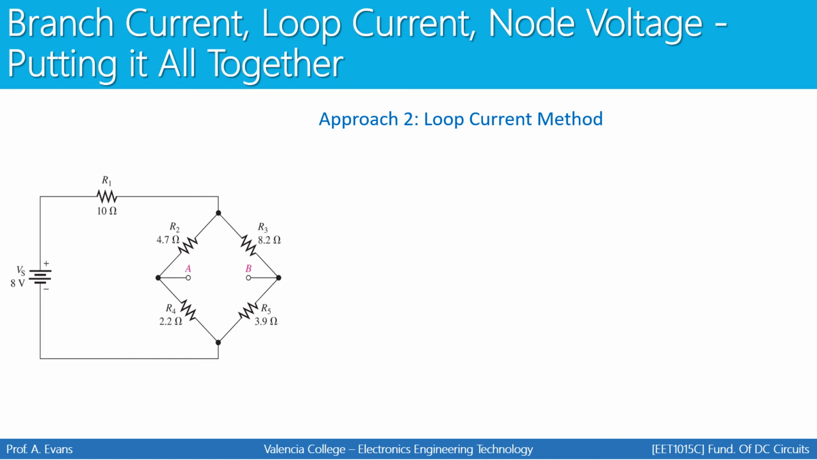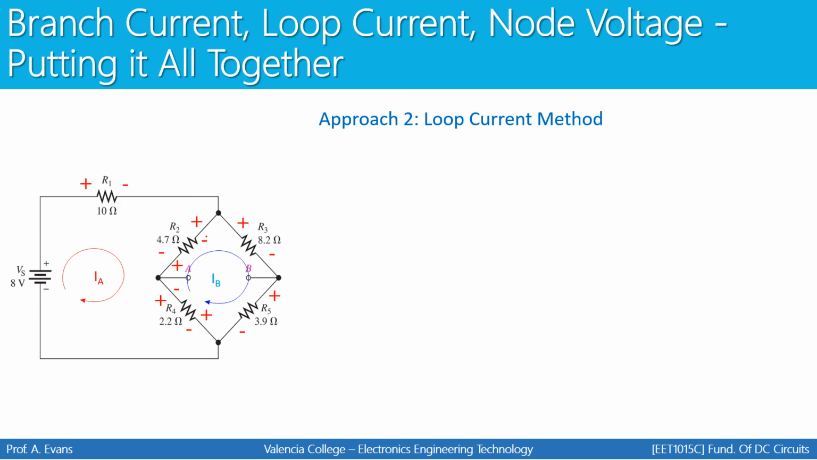So to begin the loop current method, you need to start by identifying your loop currents and labeling them. So we're going to have IA and IB. Then we're going to assign polarity to each resistor the same way as before. Keep in mind that if you have a resistor where you have two currents flowing through it, like R2 and R4, IA is going to flow through R2 going down. IB is going to flow through going up. So the polarities are labeled on either side to reflect that we have two opposing currents.